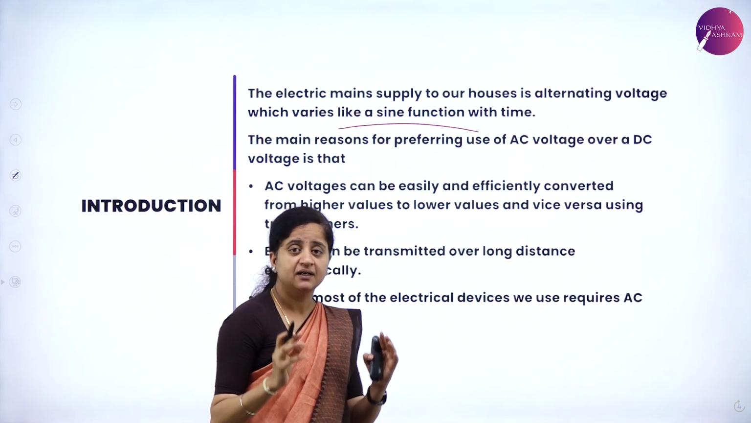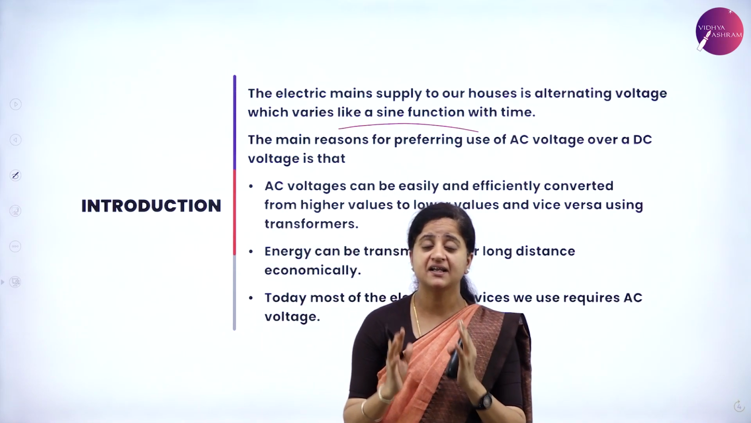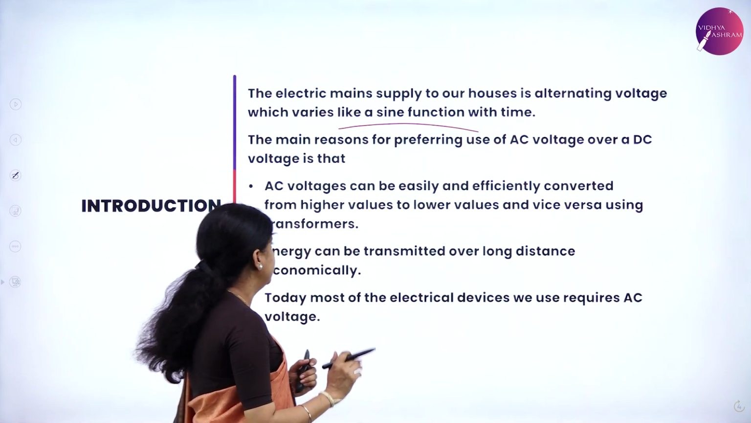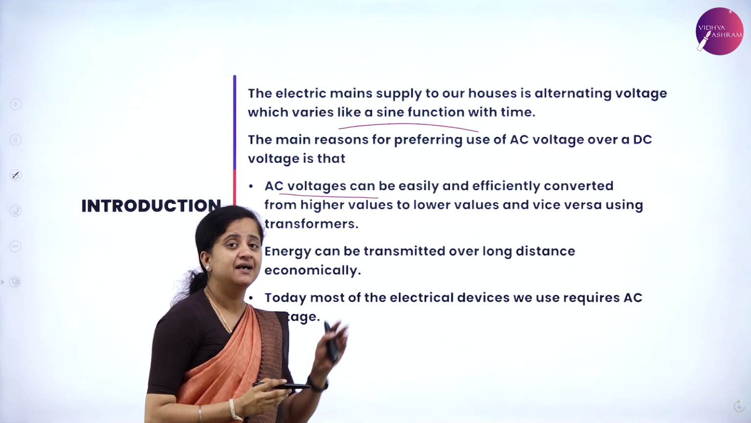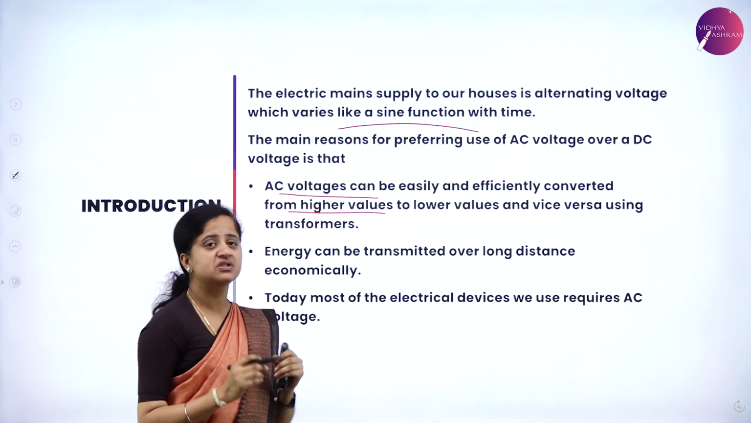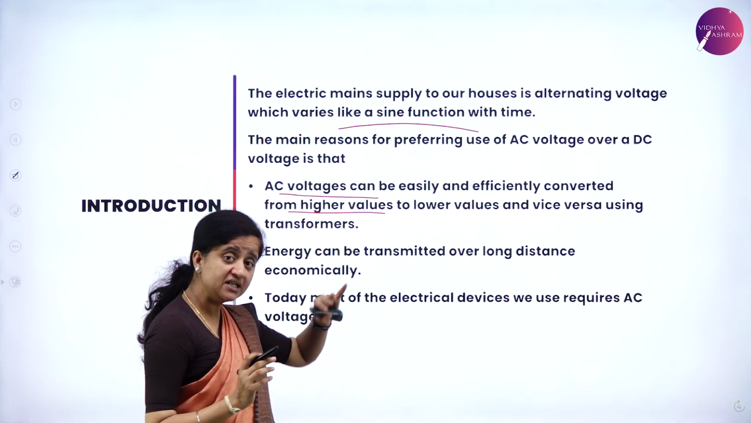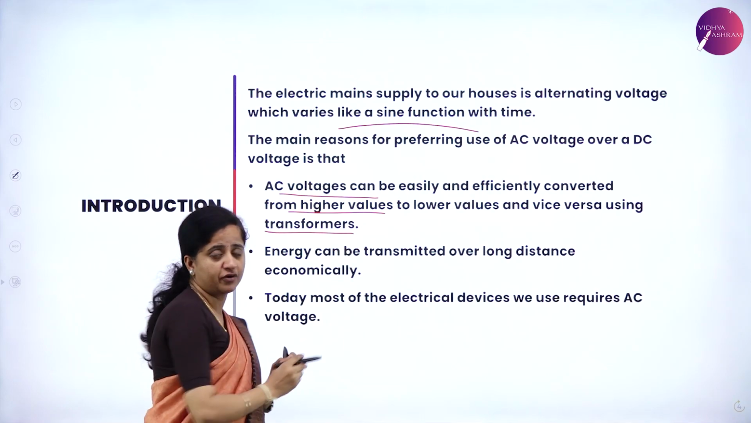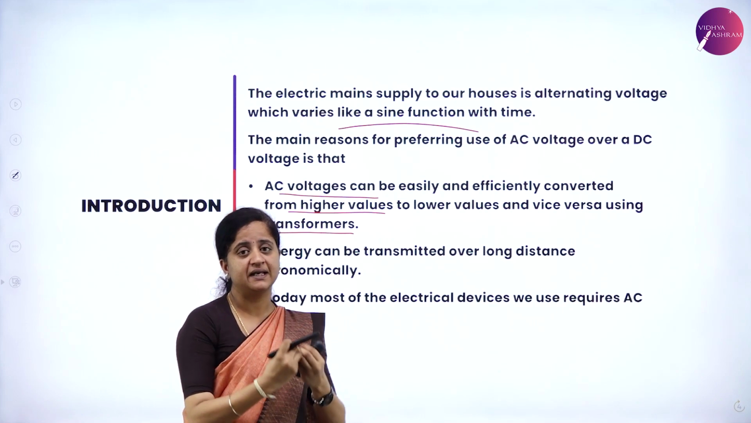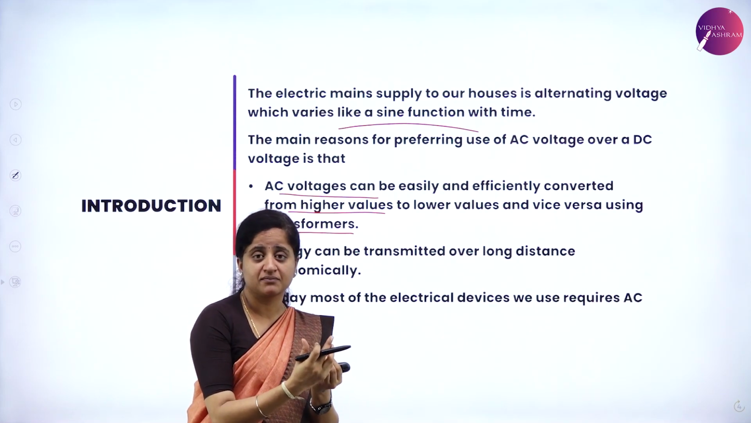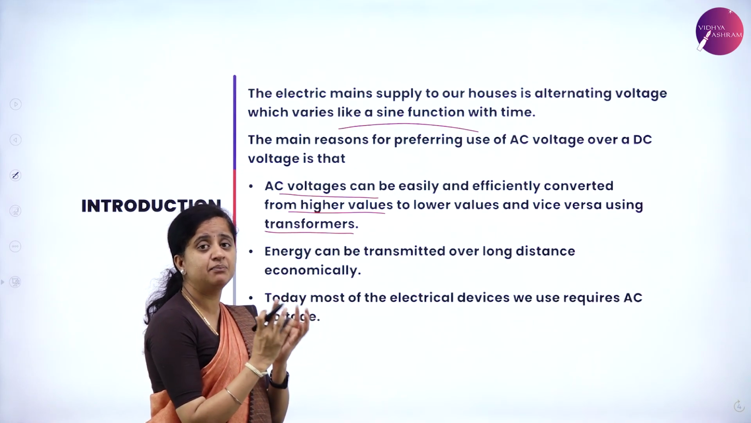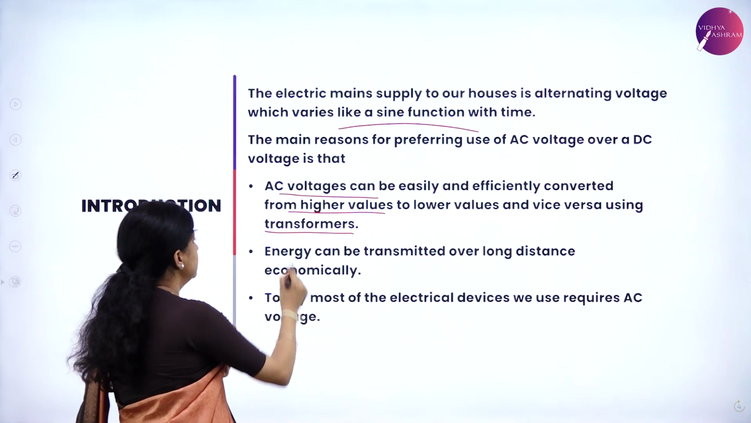What are the main advantages or what are the main reasons to prefer AC over DC? We need to understand. So AC voltage can be easily, effectively and efficiently converted from higher values to lower values and vice versa by the help of transformers, which means we can use whatever the amount of voltage we require for our daily life with the help of transformers by increasing or decreasing its value.